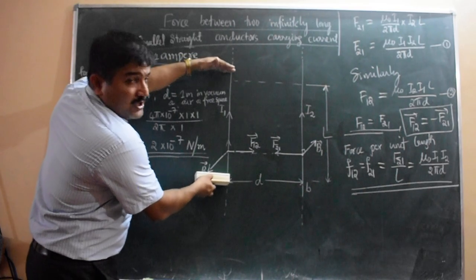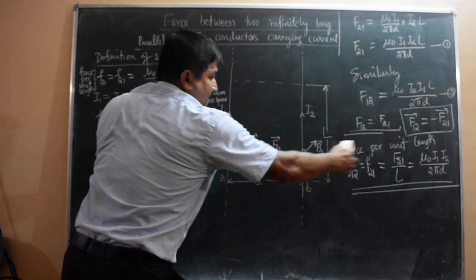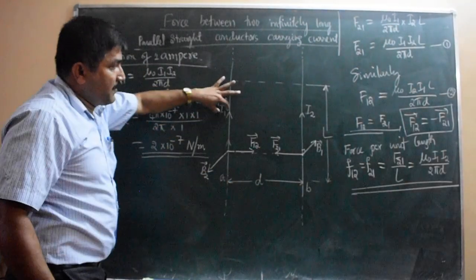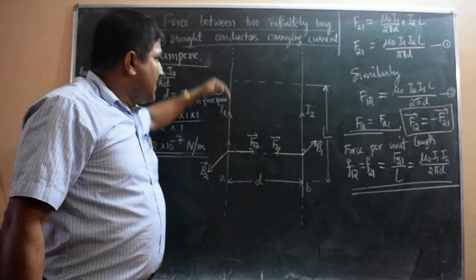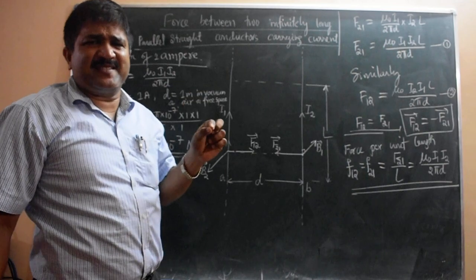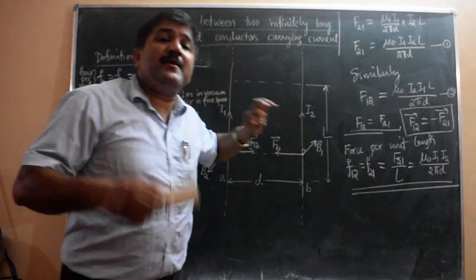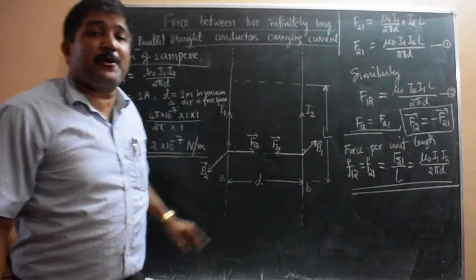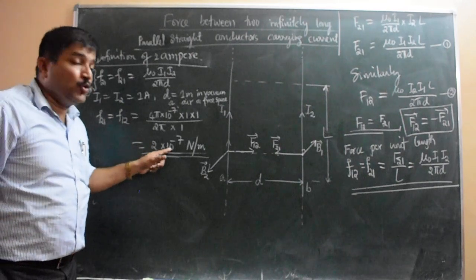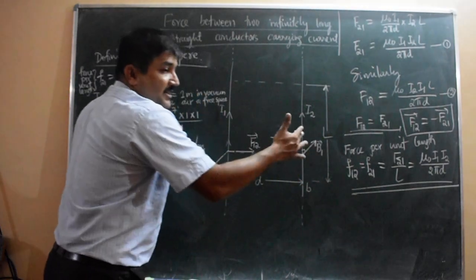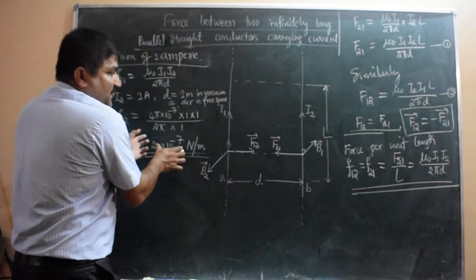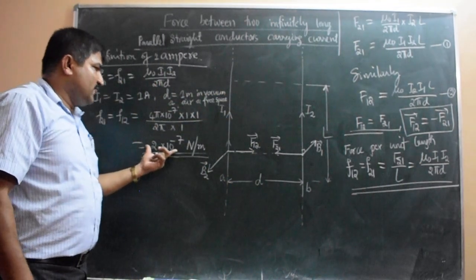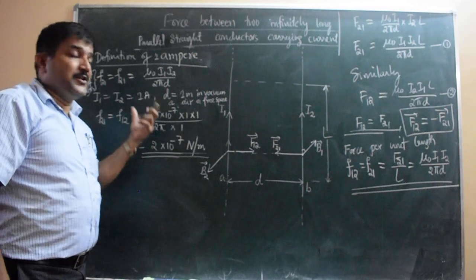I will take 1 meter length of the conductor, keep two conductors separated by 1 meter distance from each other, and maintain a current of 1 ampere in each conductor, with their cross section, thickness, negligible, and I place them in vacuum or free space or air. So what will this force per unit length be? Force per unit length will be 2 into 10 power minus 7 Newton per meter. So they attract each other, if the currents are alike, with a force of 2 into 10 power minus 7 Newton per meter.